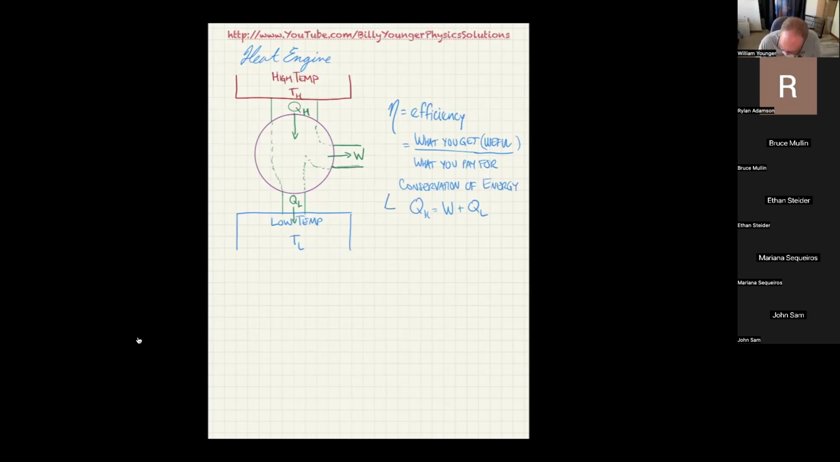So conservation of energy implies that the total heat coming in has got to be equal to the work done plus the total heat going out, QL. And that is basically our parts of the heat engine. Now, when I go to calculate the actual efficiency, I've got to use those particular variables to come up with it.